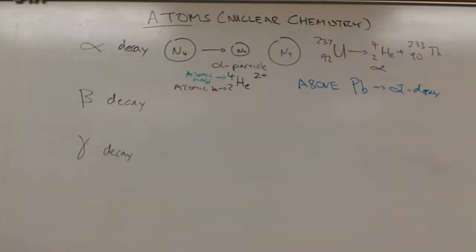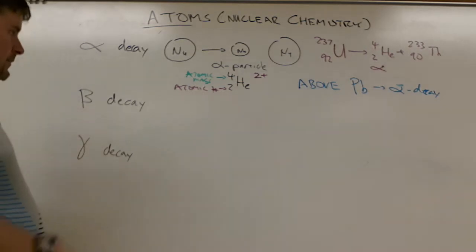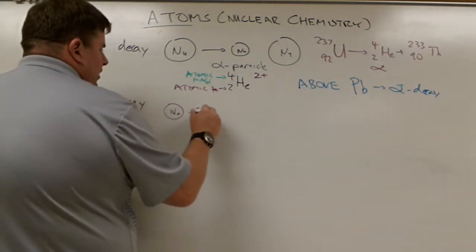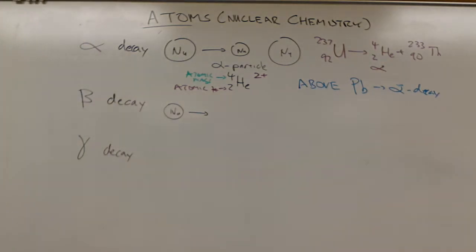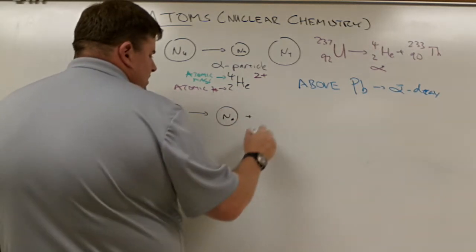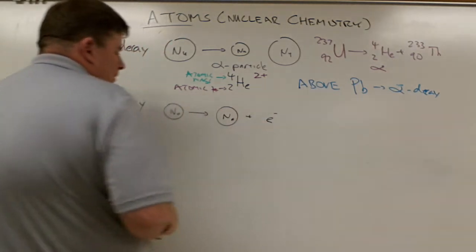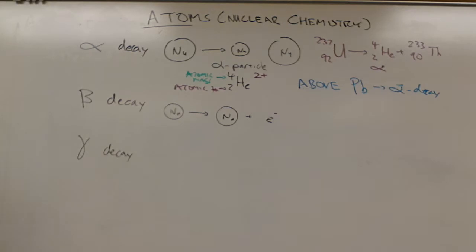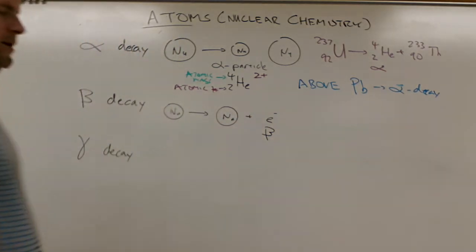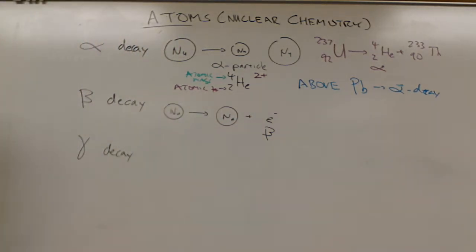For beta decay, we have a nucleus, and what gets ejected from the nucleus at this point is an electron. Okay, so the electron gets ejected. An electron is also known as a beta particle. So a beta particle, an electron, gets ejected from the nucleus. And what this is going to do is that this is going to change what the overall nucleus is.